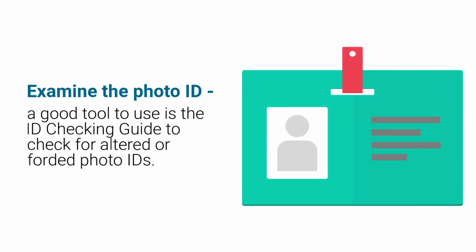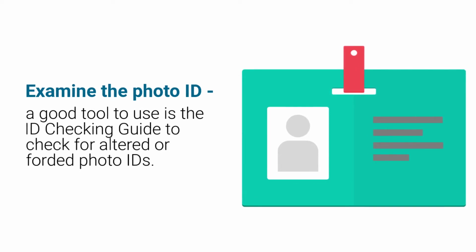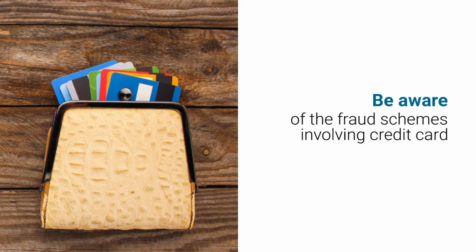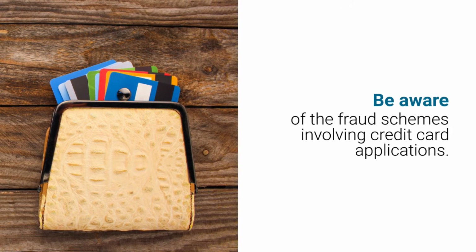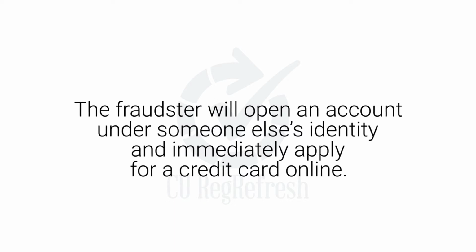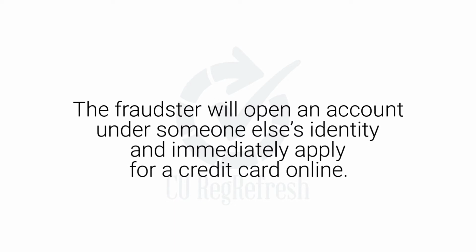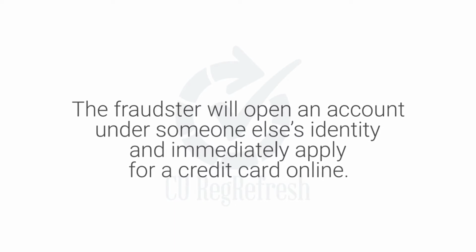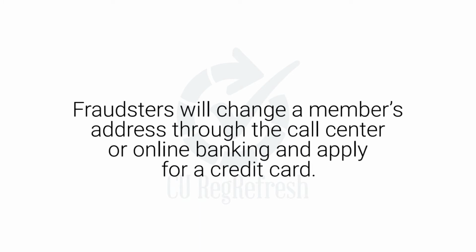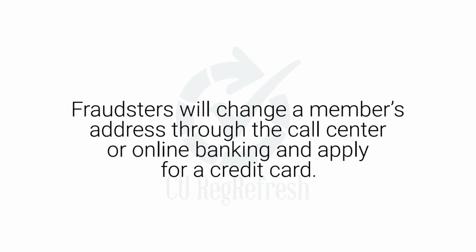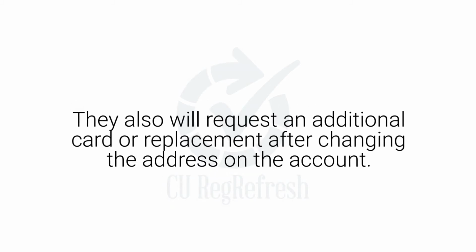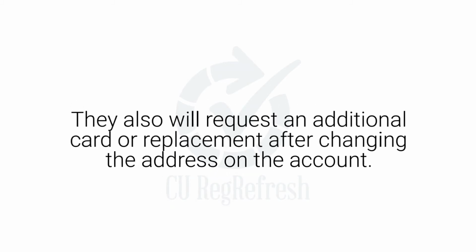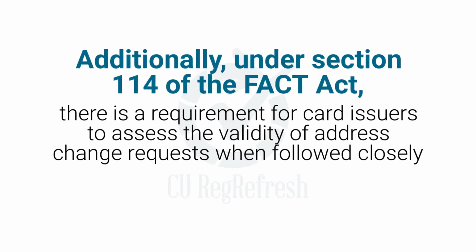Examine the photo ID. A good tool to use is the ID checking guide to check for altered or forged photo IDs. Also be aware of the fraud schemes involving credit card applications. The fraudster will open an account under someone else's identity and immediately apply for a credit card online. Fraudsters will change a member's address through the call center or online banking and apply for a credit card. They also will request an additional card or replacement after changing the address on the account.